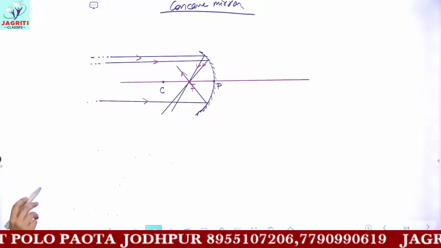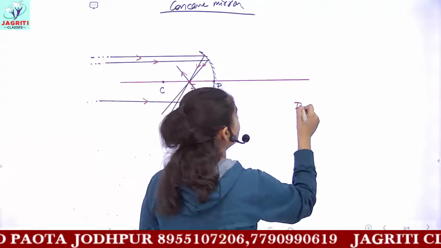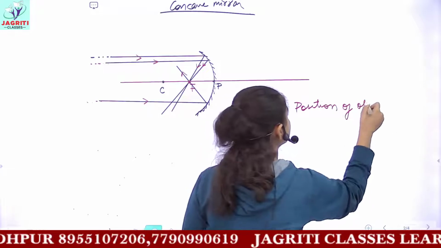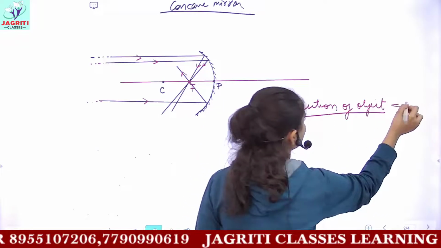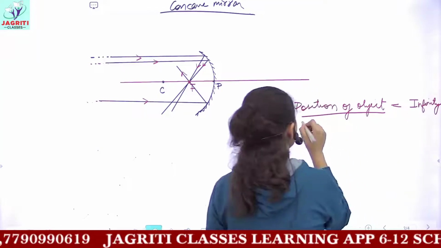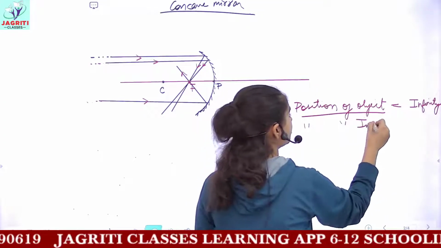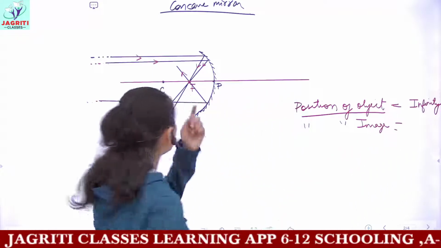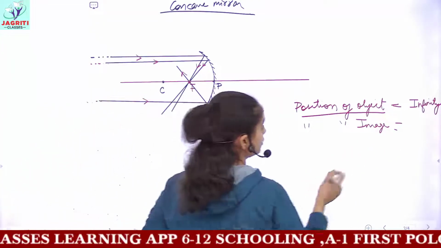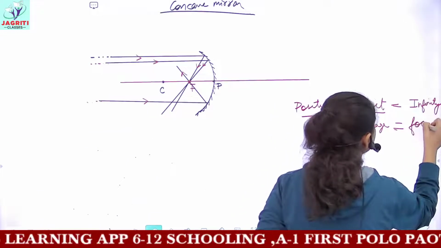Now what do you have to write? You have to write the position of the object. So the position of the object: the object was at infinity. Now you have to write the position of the image formed. So the image is formed at the focus where all the rays are intersecting. So the image is formed at the principal focus.